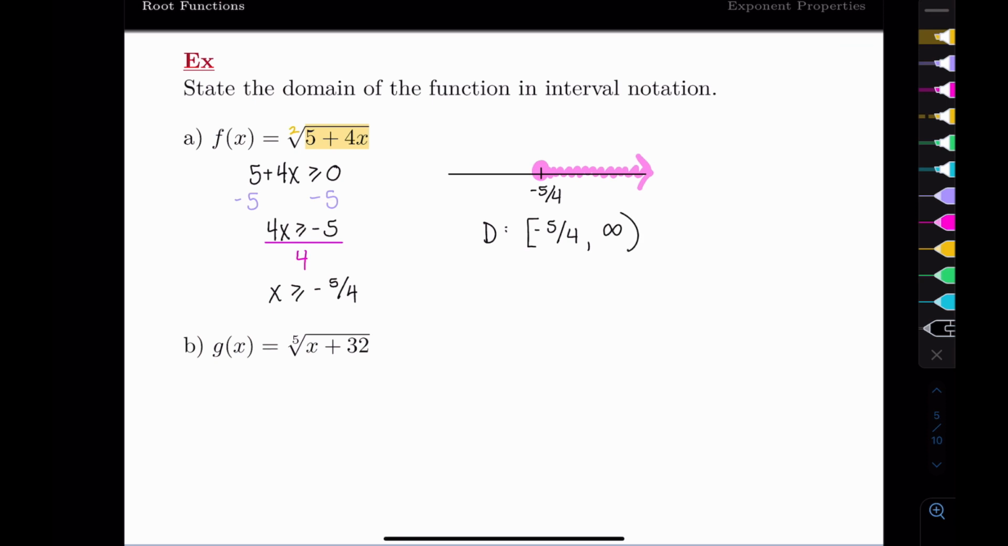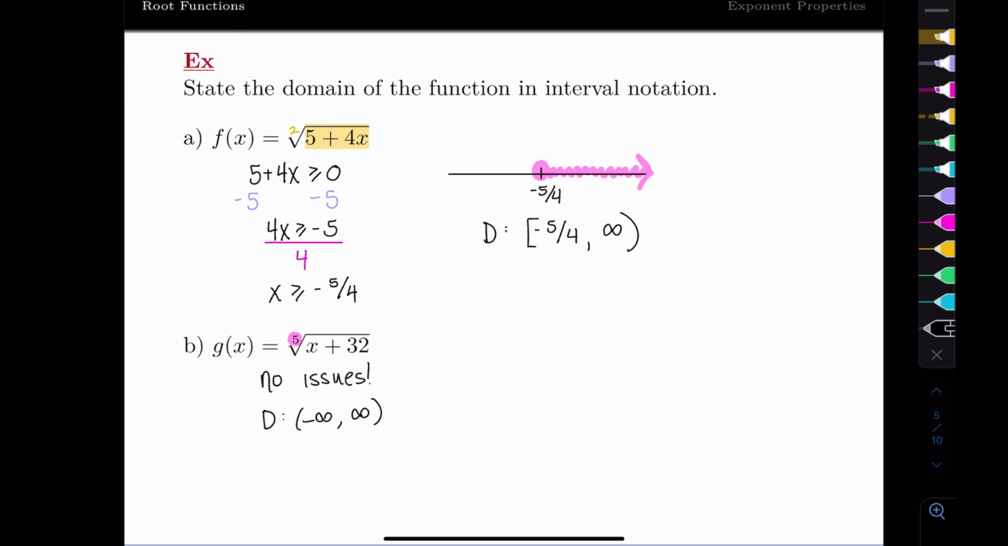Okay. For this next one, we have an odd root. So I just have a nice simple expression underneath it. There are no issues with odd roots. So this tells us our domain is from negative infinity to positive infinity. No problems. I can plug whatever I want into this expression and it will be defined for us.